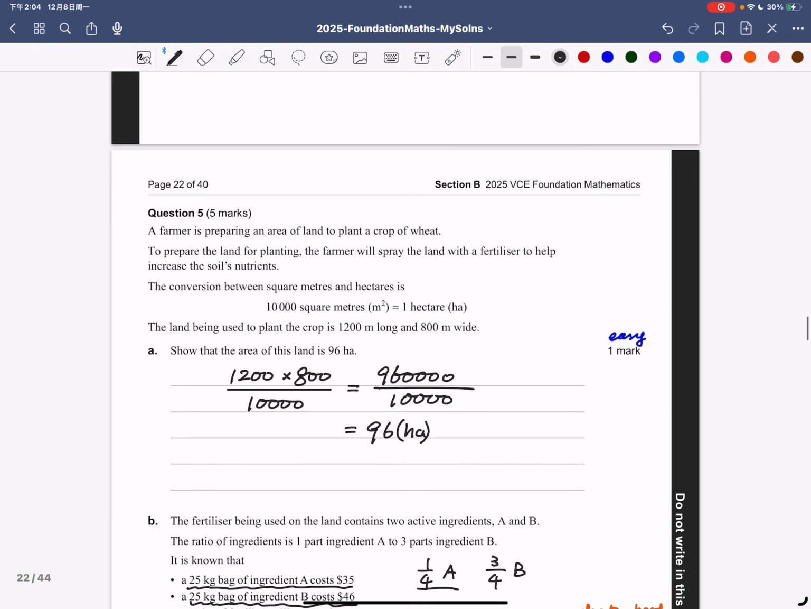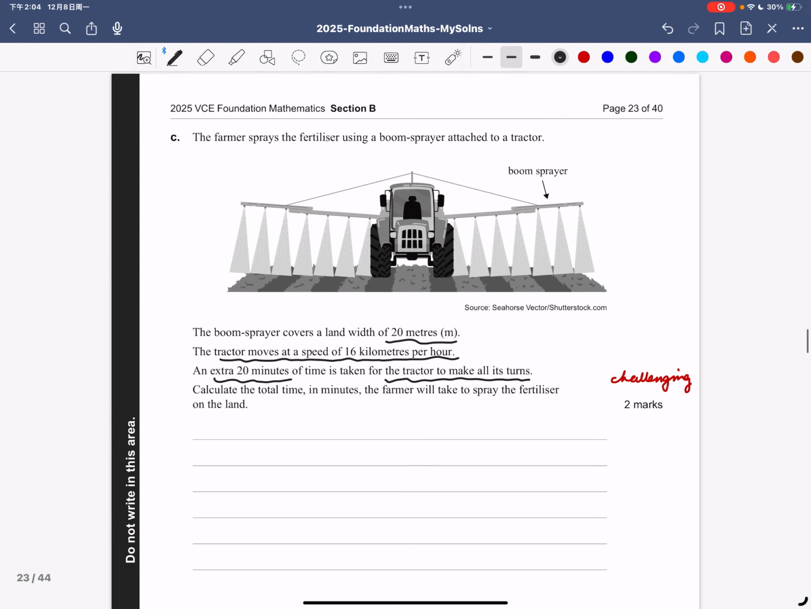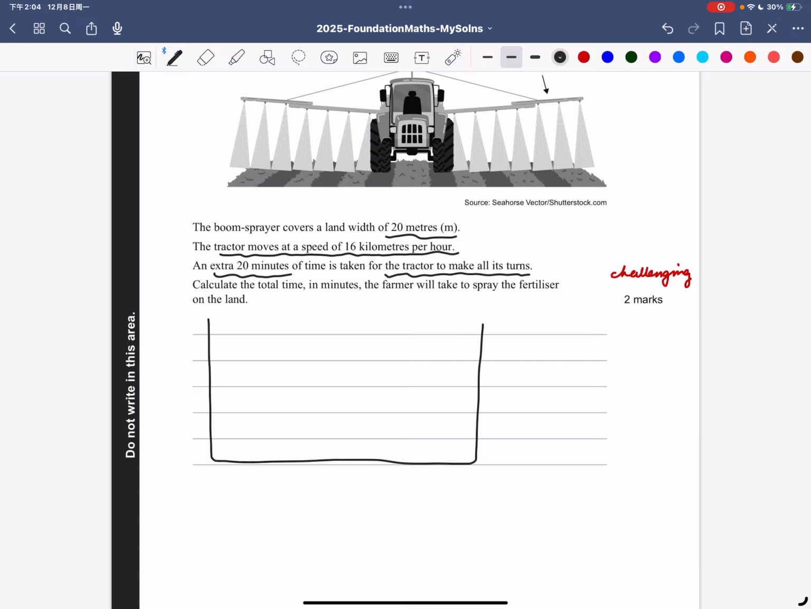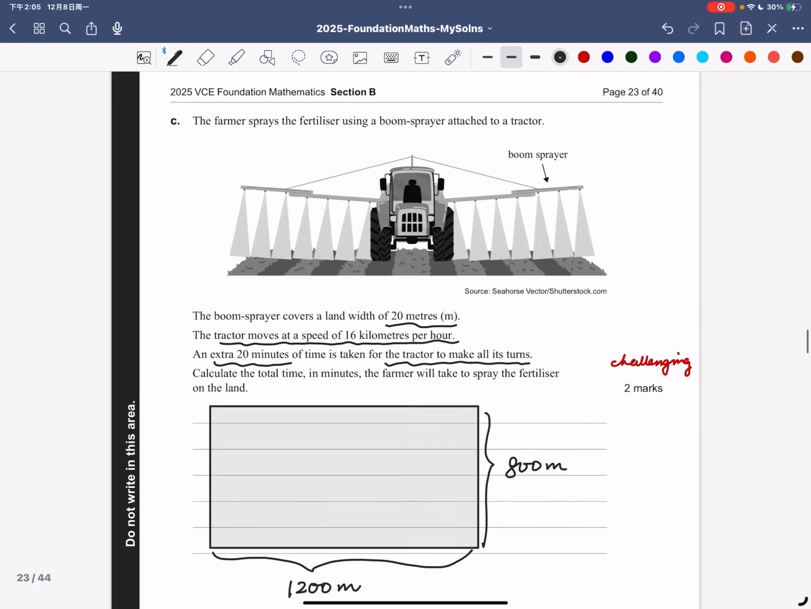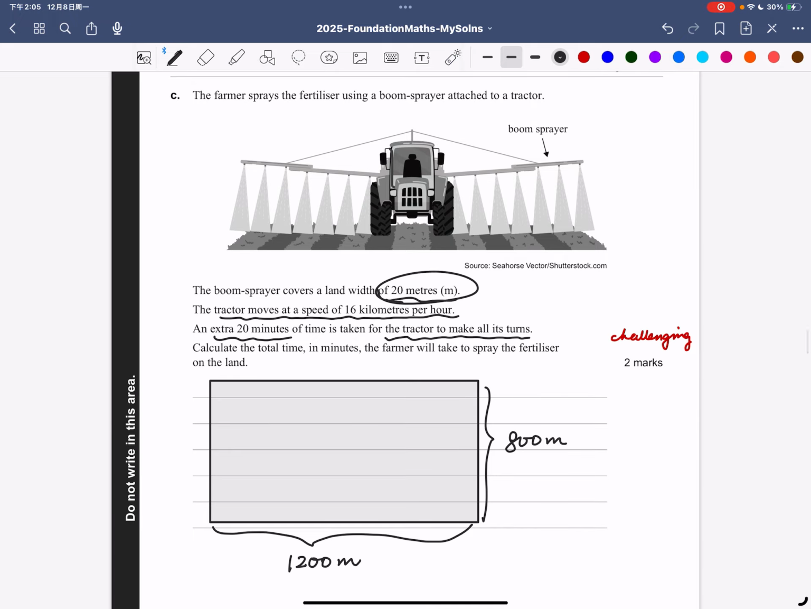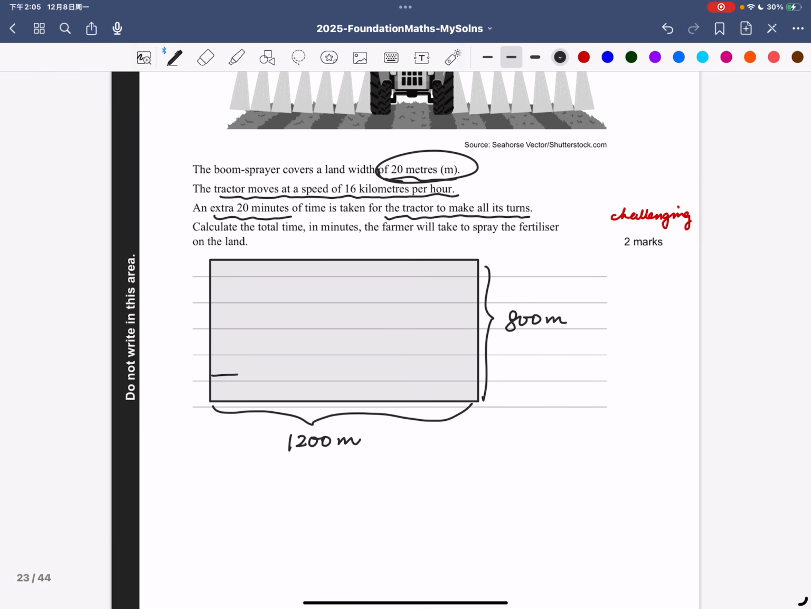So remember, look at the beginning. The dimension of this land is 1,200 meters long and 800 meters wide, something along this line. So if you go with a diagram like that, this is 800 meters. This is 1,200 meters. So for example, the span, land width of 20. Suppose, let's say the tractor goes this way, okay? Goes this way.